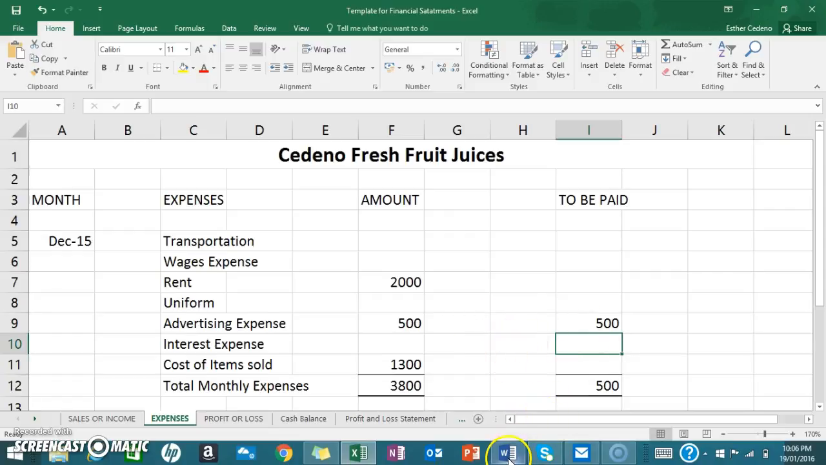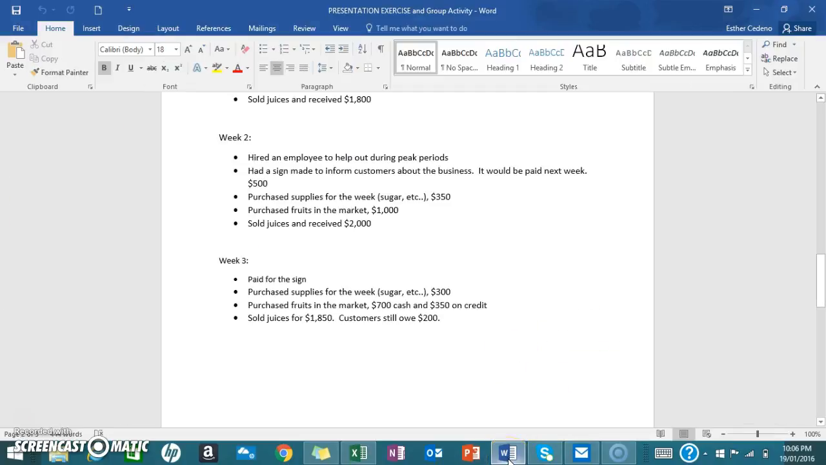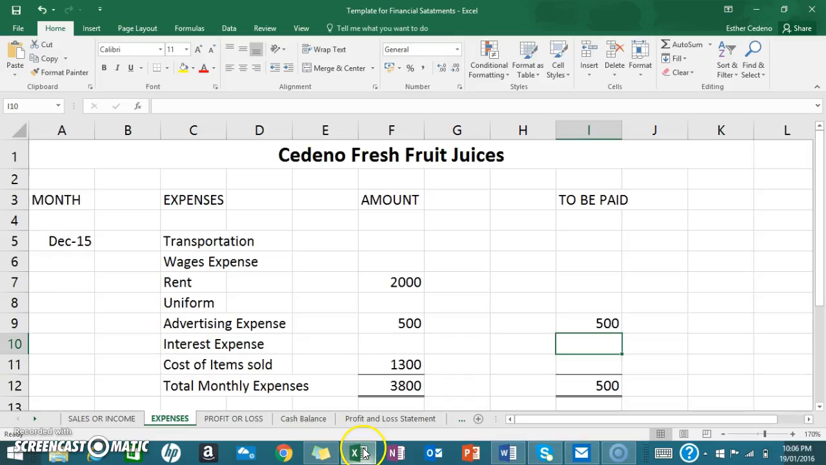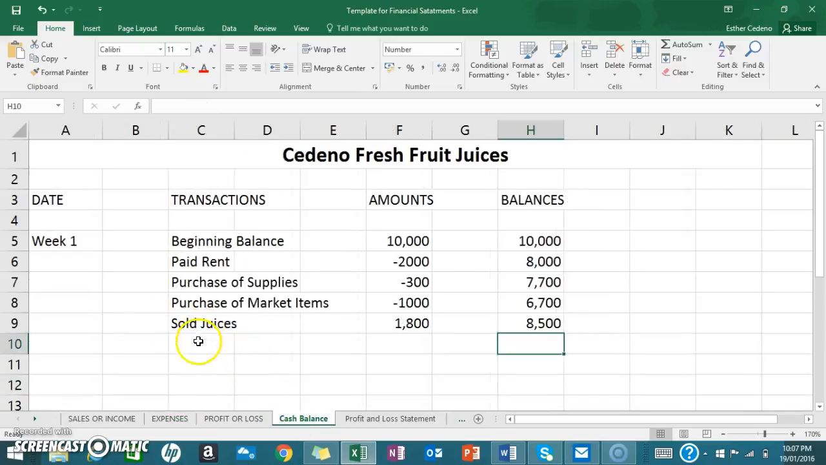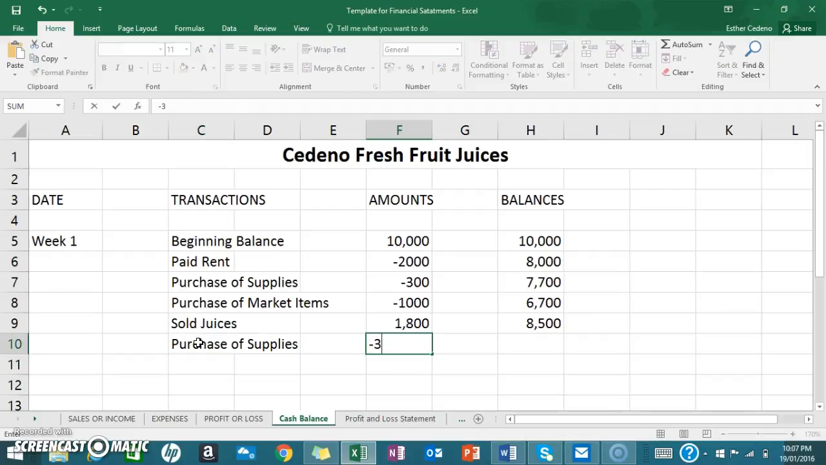Okay. And then that week, they also purchased some additional supplies of 350. So we're going back to the expenses, cost of items sold, and we're going to increase it by 350. And also we're going to show that cash went down by 350. Okay. Bringing this down to 8,150.